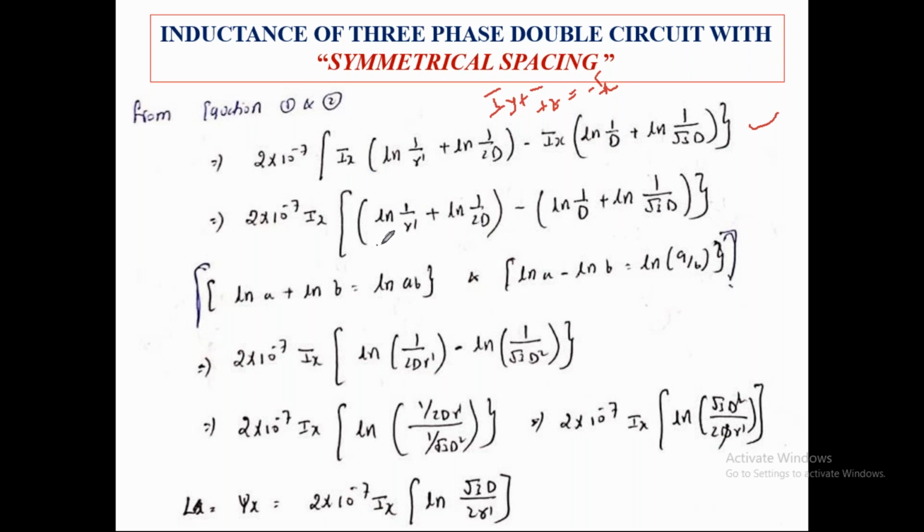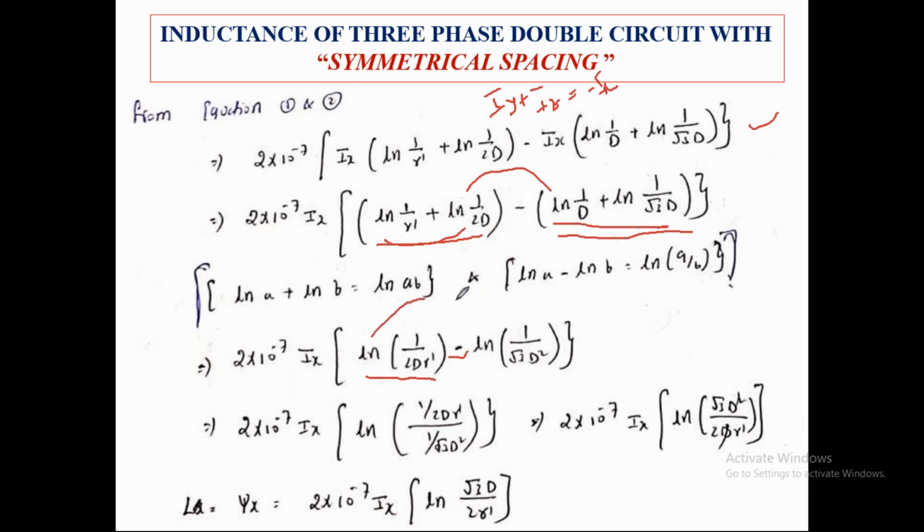In these two terms it looks like ln a plus ln b, and these two terms should be ln a minus ln b. First we have to complete this term, and then we have to complete that term. After that we have to apply the minus. If you remove this plus, what do we get? Ln into 1 divided by r dash into 2D. So this is the term we can obtain. Minus, same, we have to keep, and if you remove this plus, you will get ln into 1 by D into 1 by root 3D. So you will get 1 by root 3 D square.